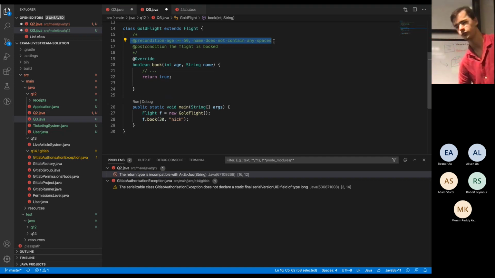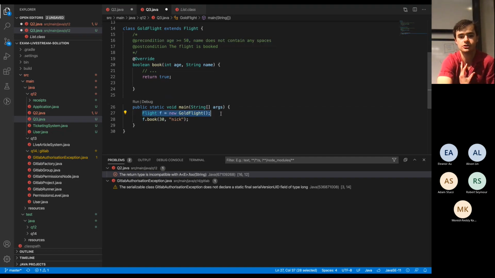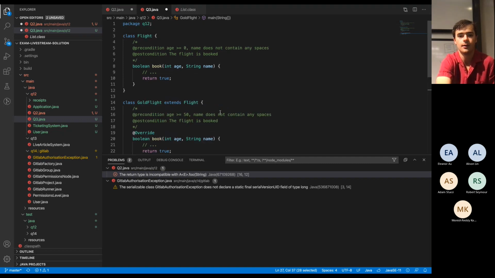What does that do? Well, that causes undefined behavior because we've supposedly met the preconditions, but in reality we haven't. And that is a violation of the Liskov substitution principle, which is why the inheritance is invalid. How do you fix this? Well, you have to follow a set of rules.